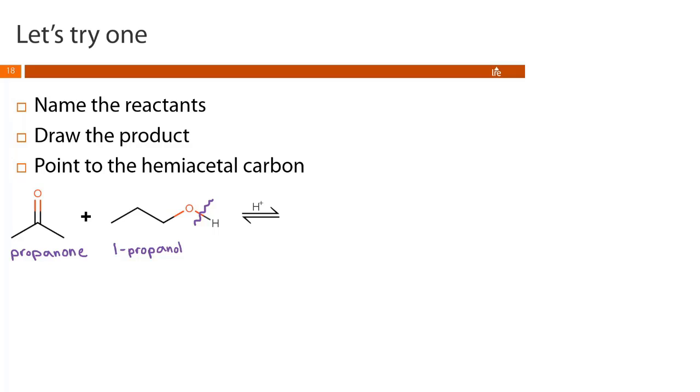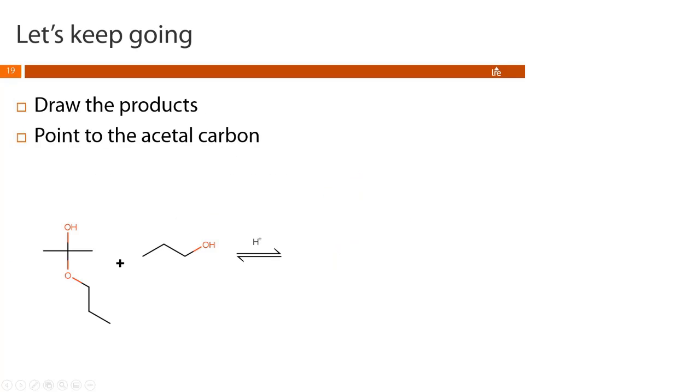So let's start by breaking our double bond on our ketone. And we're going to add the hydrogen from our alcohol to our previously double bonded oxygen. And we're going to add the rest of our alcohol to our previously double bonded carbon. And there is our hemiacetal product. Okay, so let's point to the hemiacetal carbon now. So we're going to look for that HOCOC linkage, and that central carbon is going to be our hemiacetal carbon.